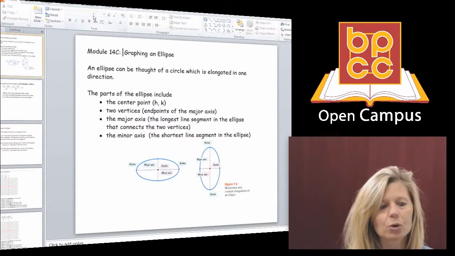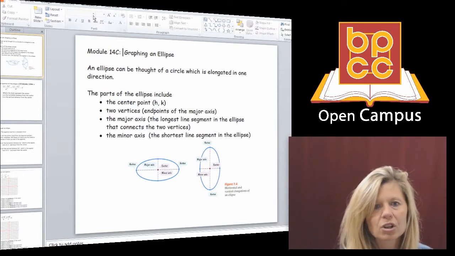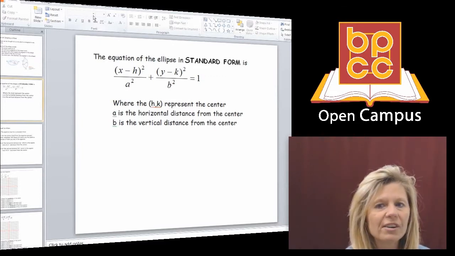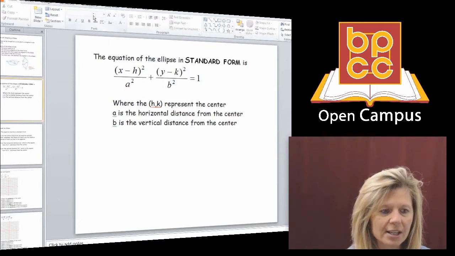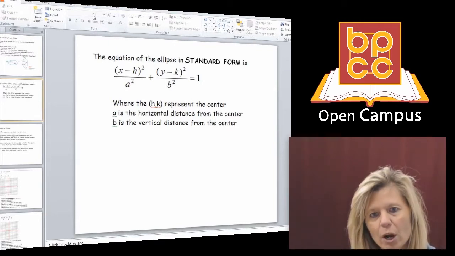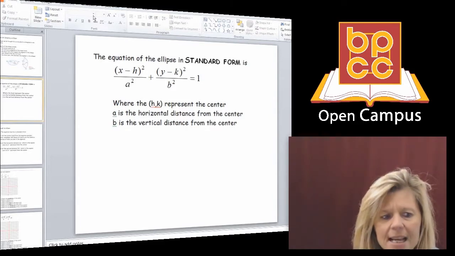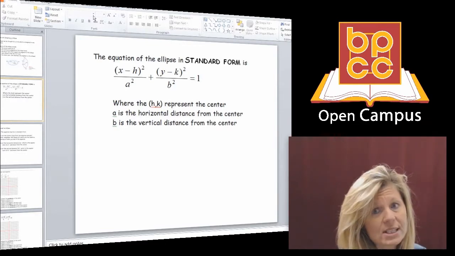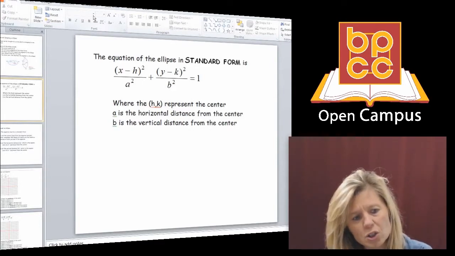Now, what we have to be able to do is look at the equation I give you and know it's an ellipse. So let's look here at our second piece of information. That's what you have to memorize. The equation of an ellipse in standard form should always be (x minus h) squared over a squared plus (y minus k) squared over b squared equals 1. What I want you to recognize is it looks almost like the equation of a circle. The equation of a circle was (x minus h) squared plus (y minus k) squared equals r squared.